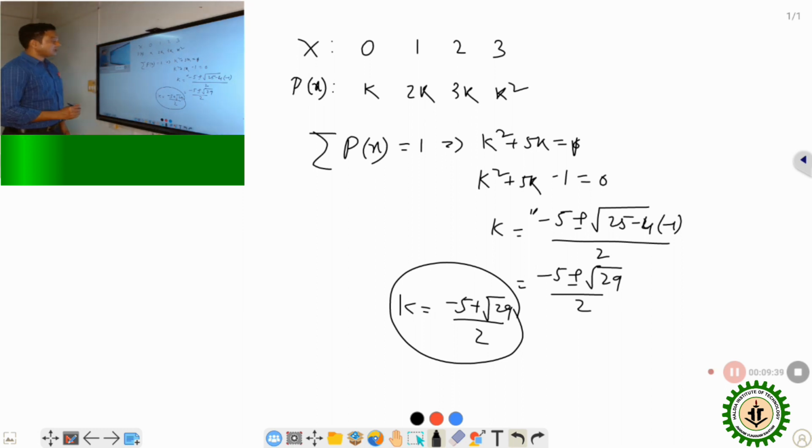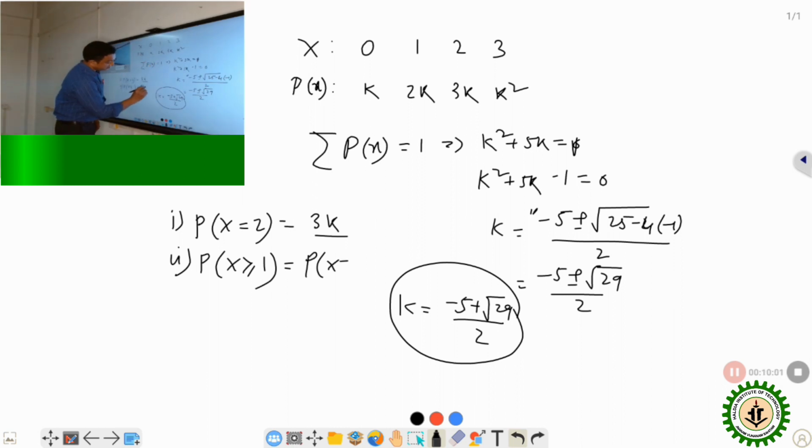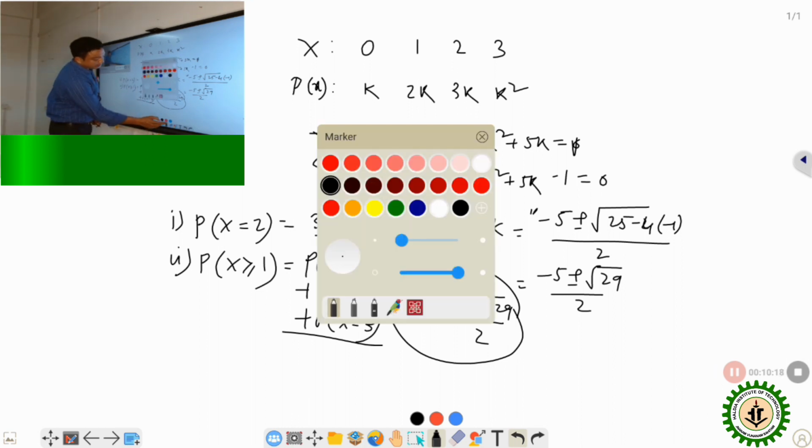Now to find the probability for some cases, if we consider probability of x equals 2, you just put in the k value. Or, for example, if it is probability of x greater than or equal to 1, then you add from 1, 2 and 3, meaning probability of x equals 1 plus probability of x equals 2 plus probability of x equals 3. Just put in the k value and you will get the probability. So this is a very simple way to find the probability in the discrete case. Next we are going to discuss the probability density function.